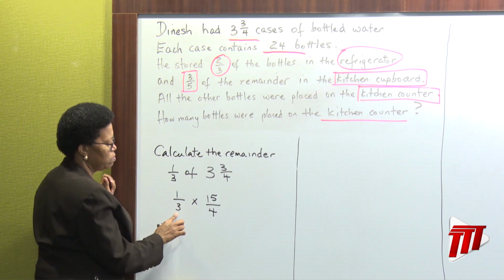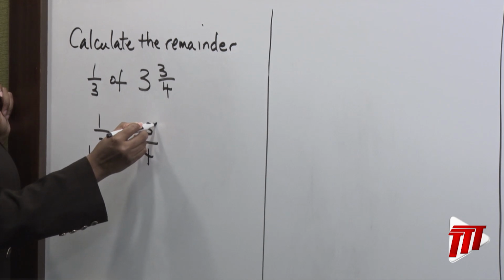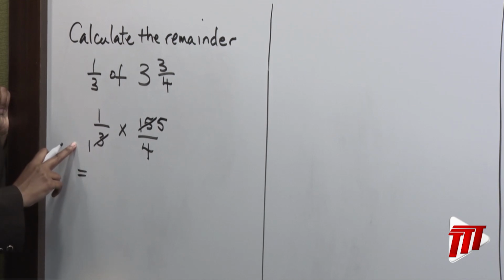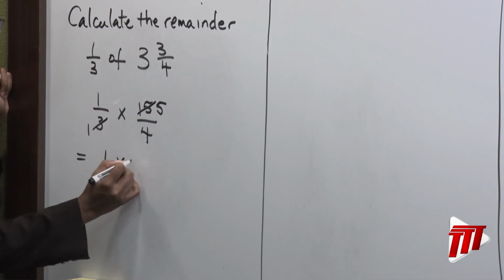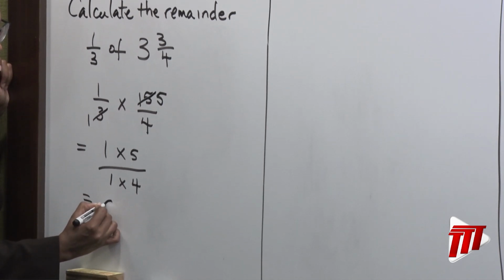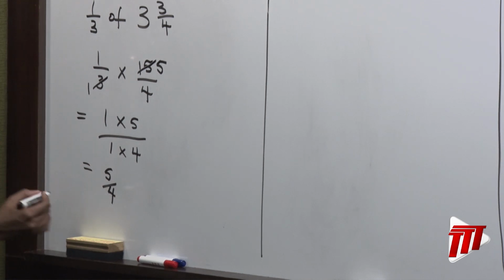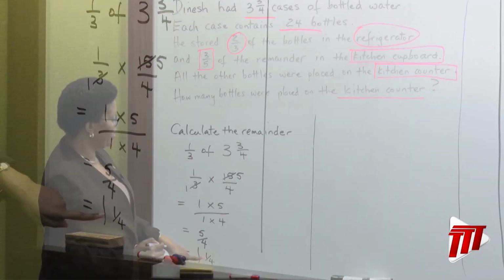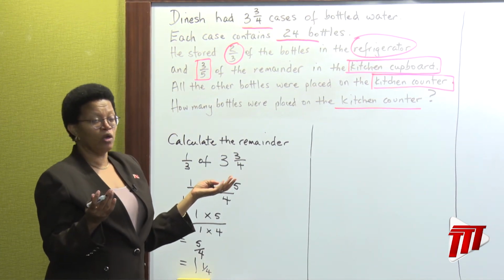3 into 3 is 1, and 3 into 15 is 5. Or 3 divided by 3 is 1. 15 divided by 3 is 5. We want 1 multiplied by 5, 1 multiplied by 4. That gives us 5/4. 5/4 is the same as 1 1/4. This means that 1 1/4 of the cases, that's our remainder.